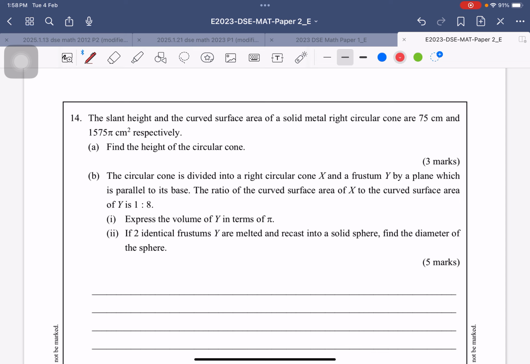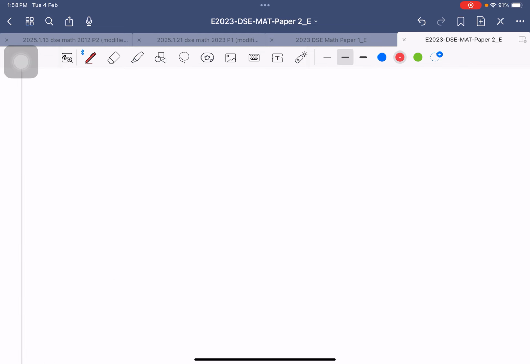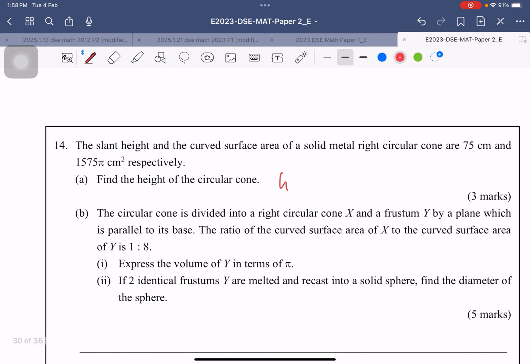Our part A. Eddie, can you get part A? Yes. What's the answer? 72. So all of you can get part A, isn't it? Yep. Okay. So the height is equal to 72.